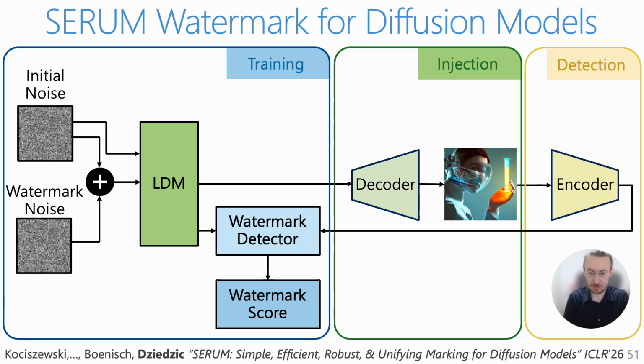And finally, the aspect of detection. Once we see an image, how can we classify a given image as watermarked versus not watermarked? Given the image, in this case a woman probably in a chemistry laboratory, we encode the image into the latent space, this LDM, and in the latent space we use the watermark detector to give the watermark score. So this is how we embed the watermark in the latent space, and how we also detect the watermark in the latent space.